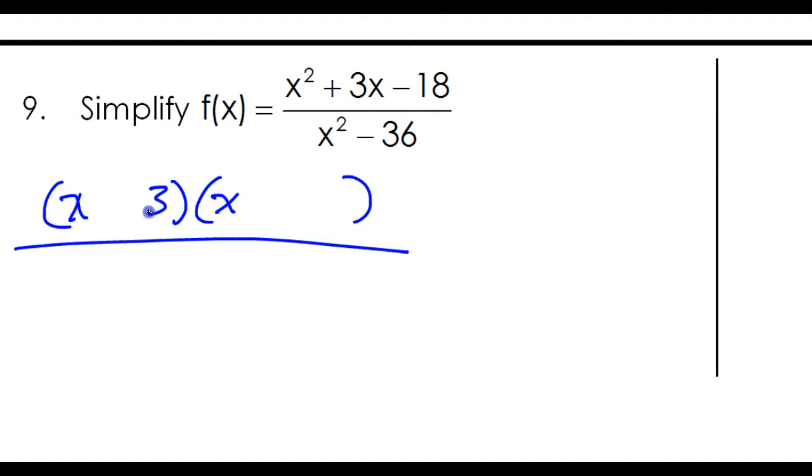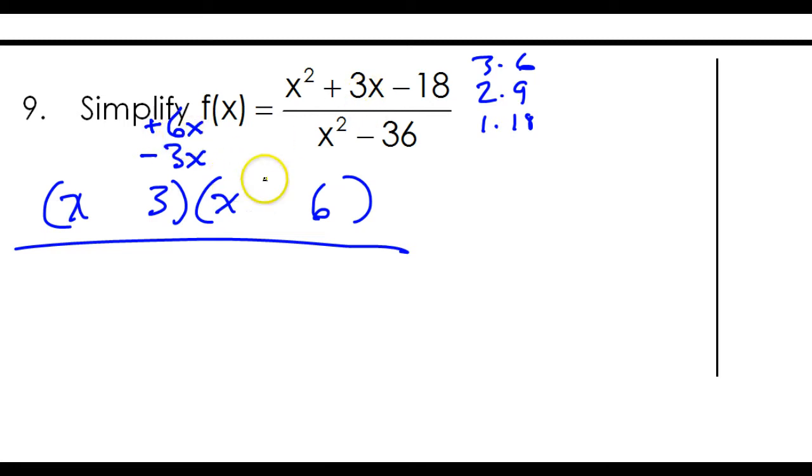That could either be 3 times 6, alright, or it could have been 2 times 9, or it could be 1 times 18. Alright, but I'm liking the 3 and the 6 because inner plus outer must equal the middle. Inner, I've got this 3x. Outer, I've got the 6x. I need to get a middle of 3. Well, if I have a positive 6 and a negative 3x, that'll give me positive 3x middle.